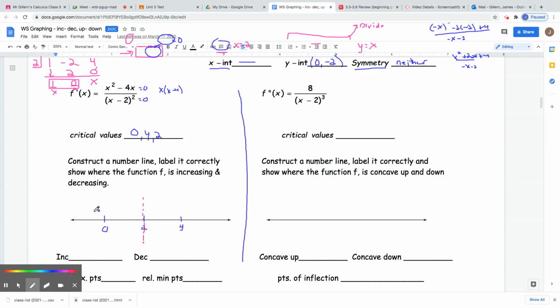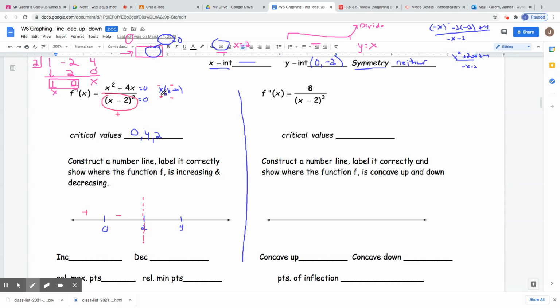All right, so now we do our interval testing. Anything less than 0. Now this is where, remember, we're plugging into the original, and use the fact that this whole bottom is squared, which means this will always be positive. So you only have to worry about plugging into the top. If I put a negative number here, that gives me a negative there, a negative there, a negative times a negative is a positive. If I put 1, that's a positive here. 1 minus 4 is a negative. Positive times a negative, negative.